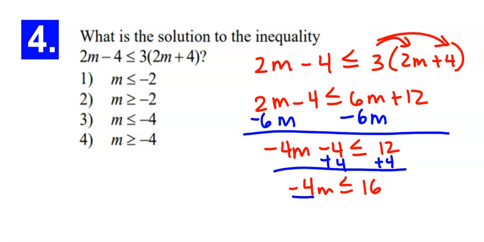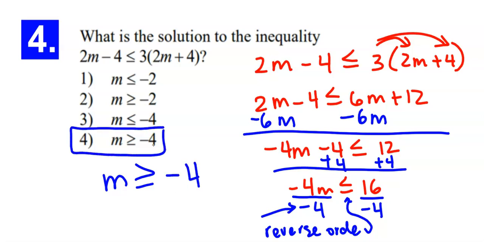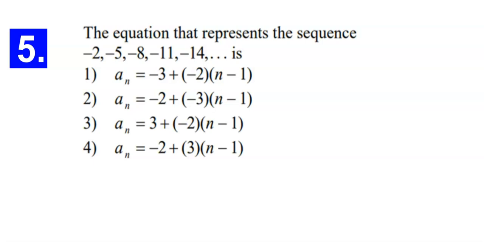And now when I use my division property of equality, since I'm dividing by a negative value, I need to reverse the order of the inequality symbol, leaving me with greater than or equal to negative 4. M is greater than or equal to negative 4. Don't forget to reverse the order when you multiply or divide by a negative.